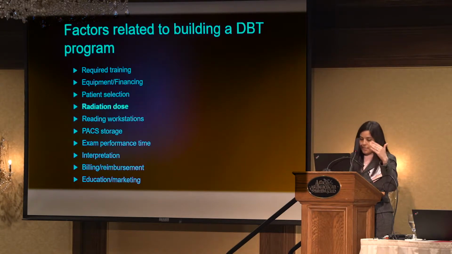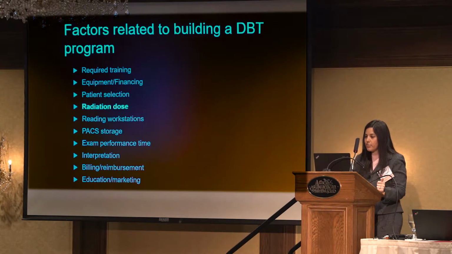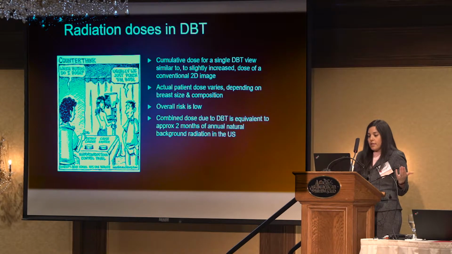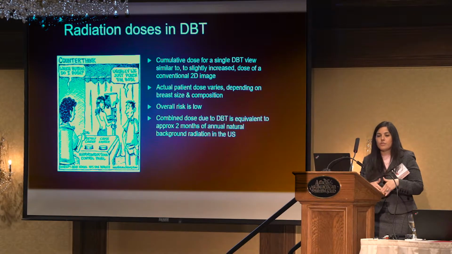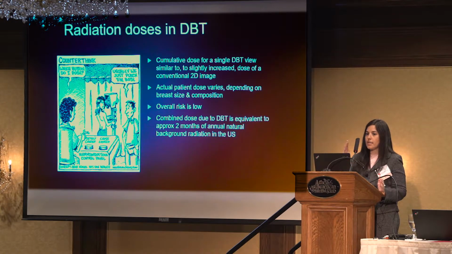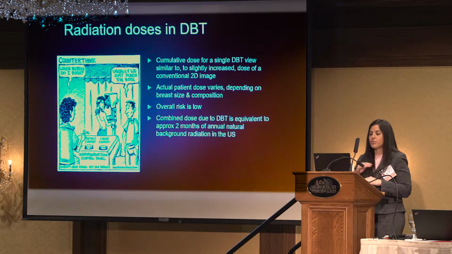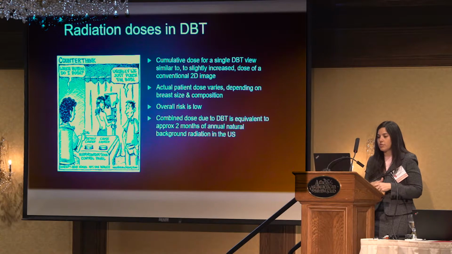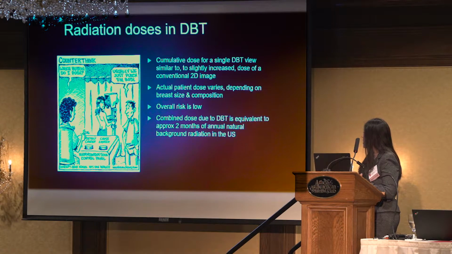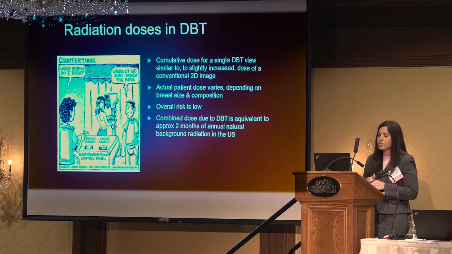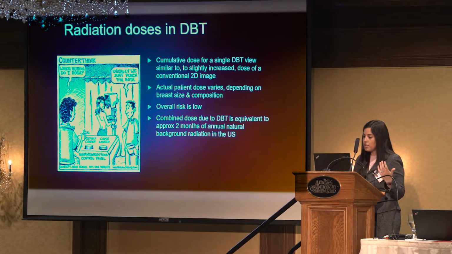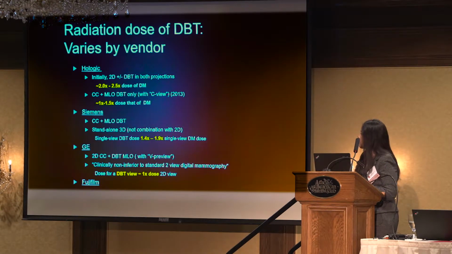So next thing to think about when you're building your DBT program is radiation dose. So the cumulative dose for a single DBT view is similar to, or slightly increased over, that of a conventional 2D image. Each of the raw data is a very low dose projection image, so that cumulatively the dose is similar to a 2D exposure. Again, actual patient dose varies depending on breast size and composition, but the combined dose due to DBT is essentially equivalent to 2 months of annual natural background radiation. So in the grand scheme of things, it's minimal. It does vary a little bit by vendor.